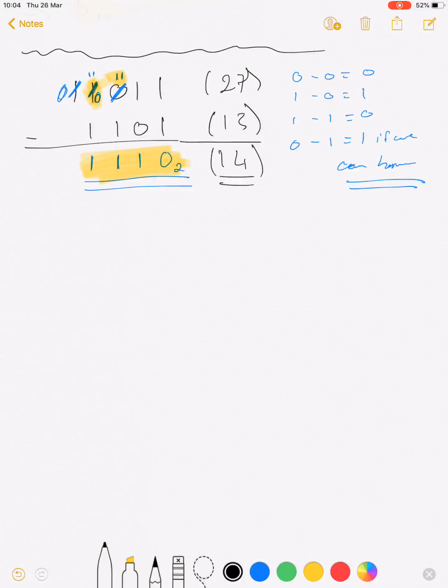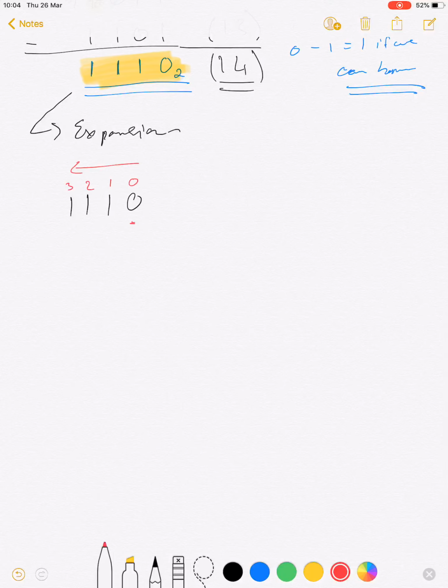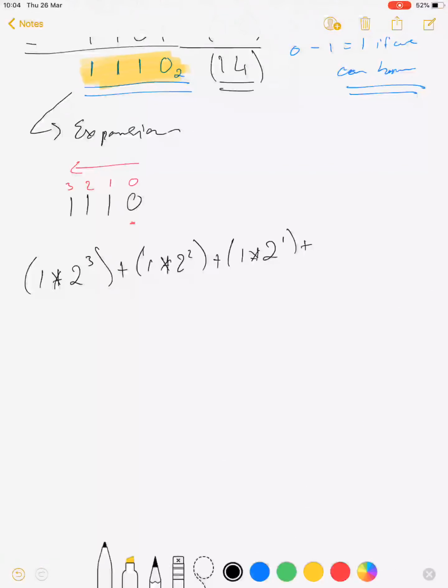Okay, so again, if we want to do this as an expansion, we take the number 1110, we identify the least significant digit, we write a 0, we count from right to left, 1, 2, 3, identifying the indexes, and now we simply take the number, which is 1, multiplied by the base raised to the power of its index, plus 1 multiplied by 2 to the 2, plus 1 multiplied by 2 to the 1, plus 0 multiplied by 2 to the 0.